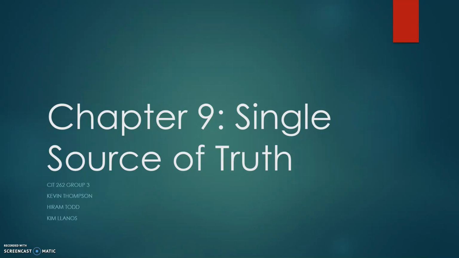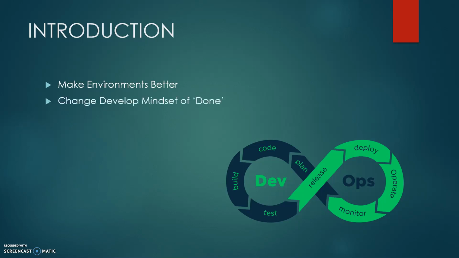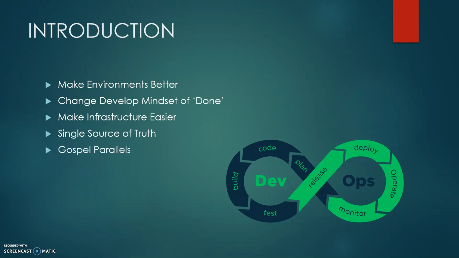Where we got out of it as the single source of truth. So what we're going to be covering today is how to make that single source of truth. One of those ways is by making environments better. Another one is changing the developer mindset of done, and what the definition of done is. Another one is making the infrastructure easier. And finally, all these things can help us have that single source of truth. Among our group, we also talked a lot about how similar this whole process is to the gospel. Kim will be covering that at the very end.